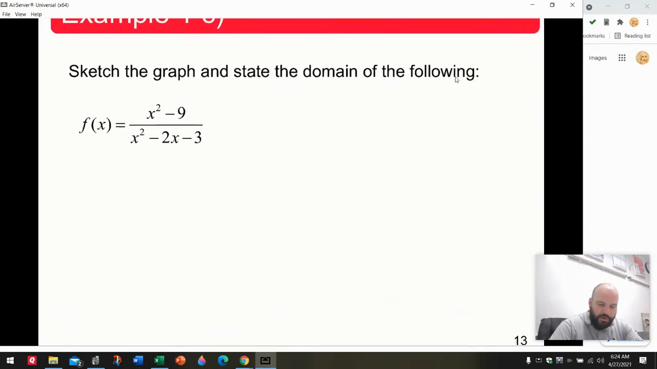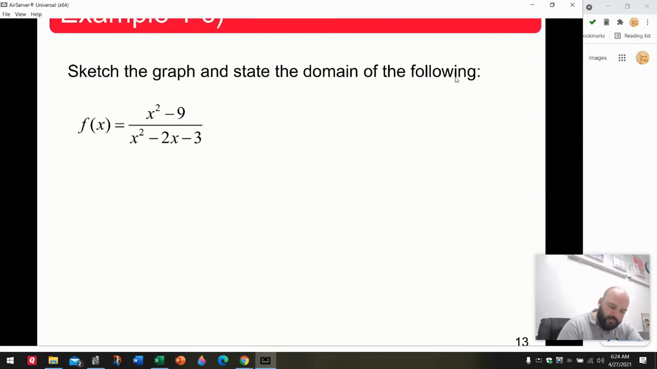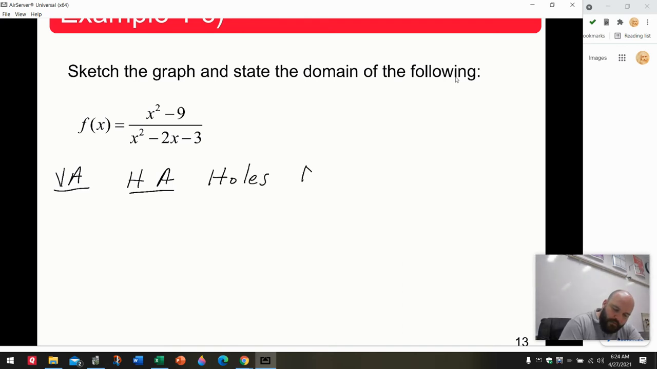So I have one more to show you, and we will do the same thing as we did last time. So we need to find the vertical asymptote, the horizontal asymptote, any holes, and then the domain. I'm going to do this one a little bit quicker.